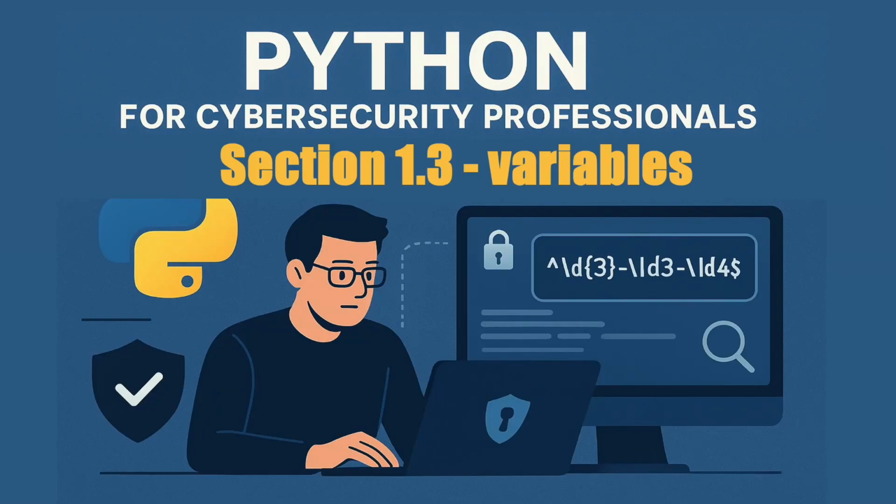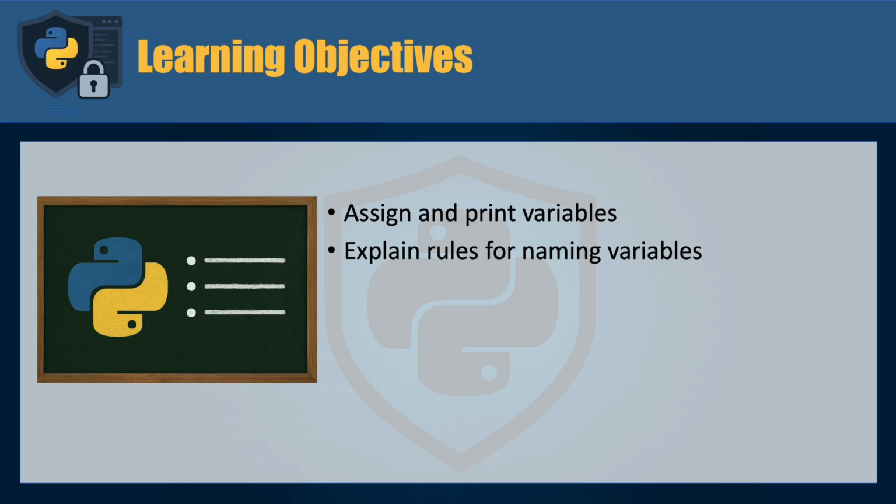Welcome to the lecture for Chapter 1, Section 3. In this lecture, we're going to cover variables. By the end of this section, you'll be able to assign and print variables and explain the rules for naming them. Think of variables as labels you place on important security data, such as IP addresses, usernames, or alerts.